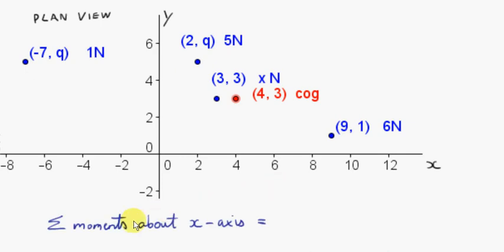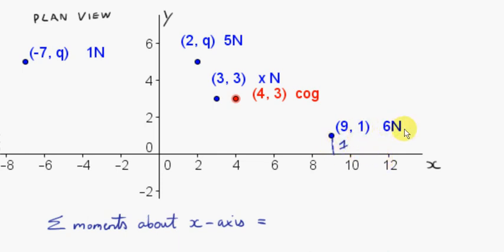So let's get the sum of the moments of the 4 forces about the x-axis. Let's start with this 6 Newton force located at (9, 1). What we need to do is get the perpendicular distance of the line of action of the force, which is perpendicular into the screen, to the x-axis. So this is the perpendicular distance. I showed this in an oblique view in the previous video if you want to see exactly what's going on. This is the perpendicular distance to the x-axis, but that's just the y value of this point, which is 1.